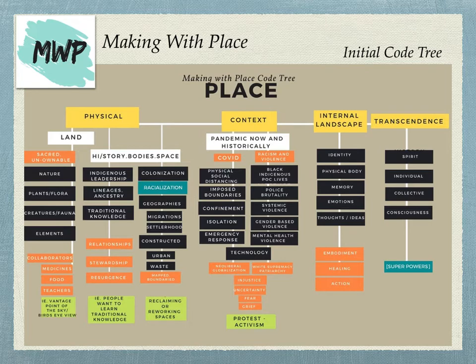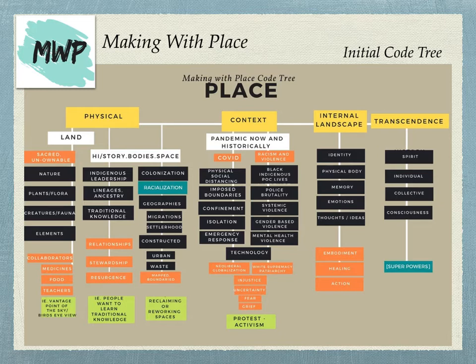So you see that we have categories around land, around history, bodies in space, and also around pandemic and the historical context. And within those, for example, within the pandemic context, pandemic now and historically, we have two separate categories there. We have COVID, and then we have the racism and violence actions that have been happening in our recent times, the uprising and the anti-racist and anti-Black and Indigenous racism discourses and activisms that we've been seeing.